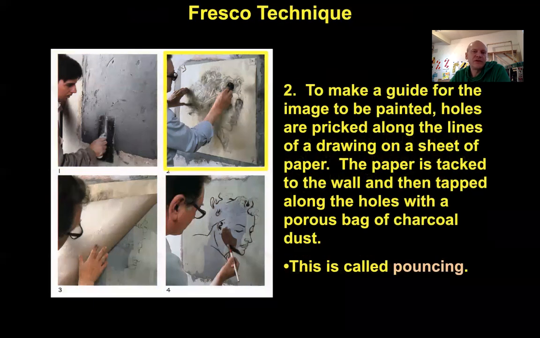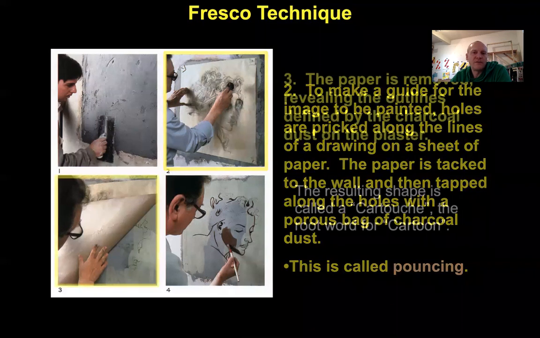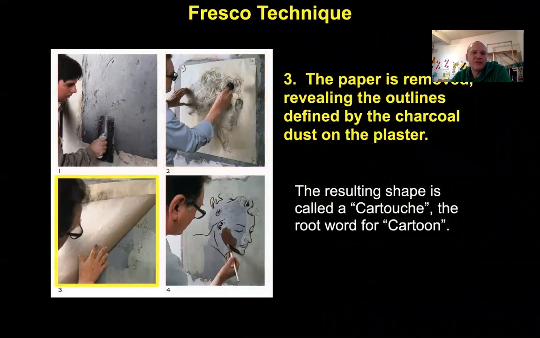And so you want to make yourself a guide for what you're going to paint. You have a drawing, you prick little holes around all the outlines, and then you get a bag of charcoal and you pounce it. What you're left with is the charcoal on little dots on the wall. The paper is removed and you've got the outlines left over. The resulting outlines are called a cartone, right? So that's the root word for cartoon, that's where it comes from.